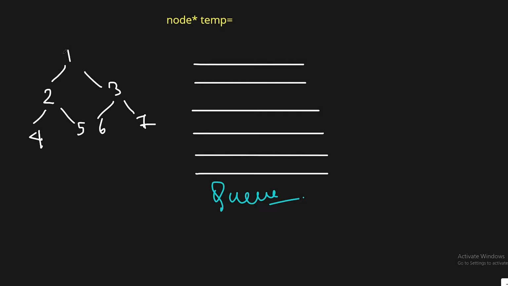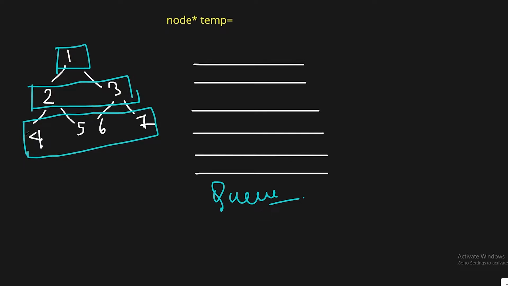Level order traversal means we will be traversing the tree by its levels. Like this: first 1, and then 2 and 3, that is the second level, and then 4, 5, 6, 7, that is the third level. And we would be doing this with the help of the queue data structure, which is based on the first in first out principle, right?